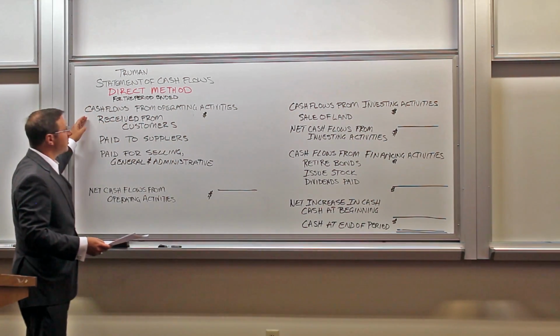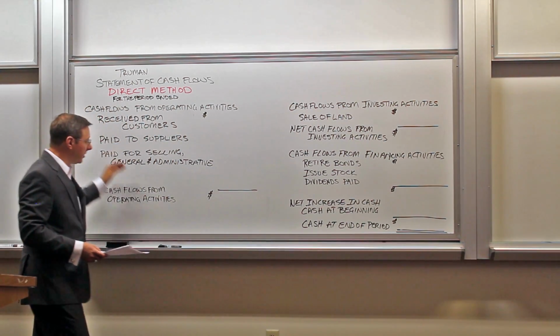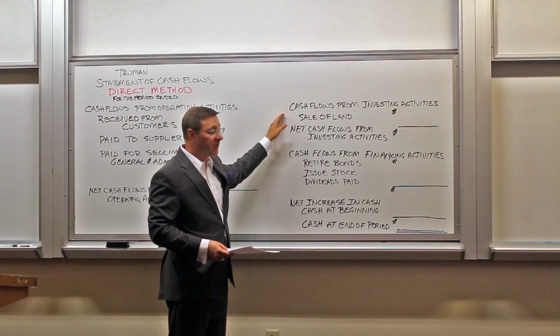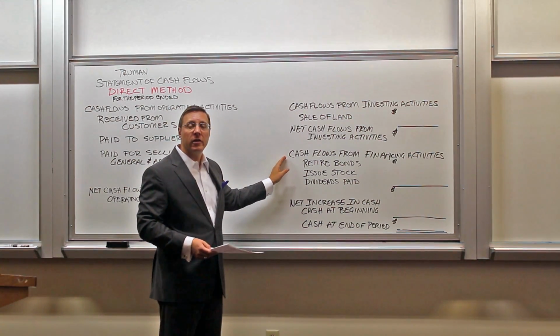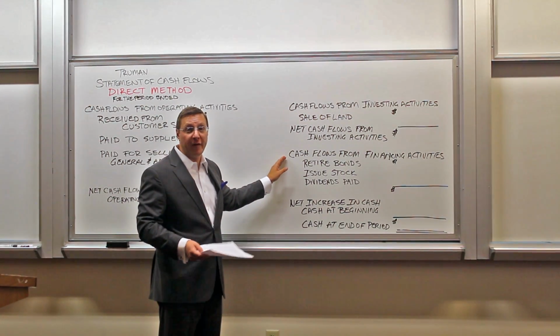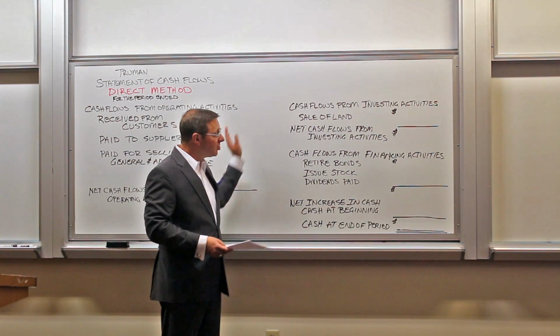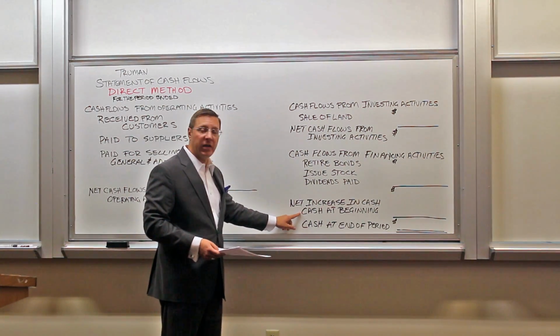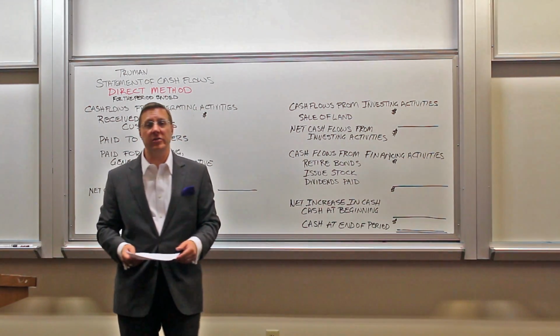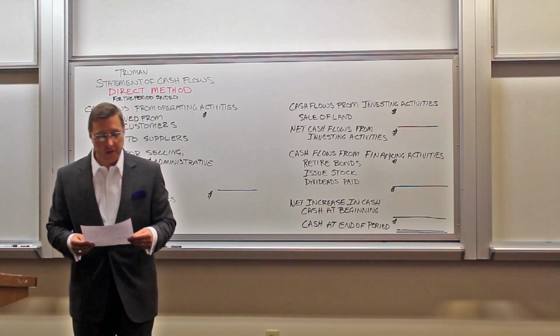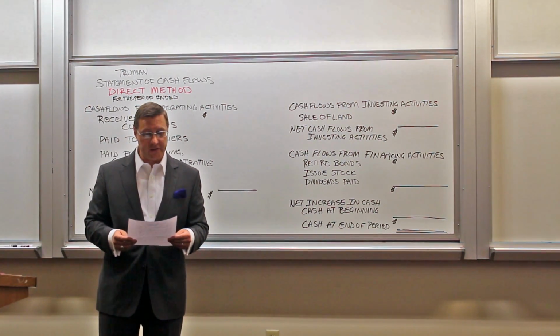The first section is going to be the cash flow from operations. The second, cash flow from investing or from investing activities. Third, cash flow from financing or financing activities. Last, the reconciliation of the change in cash to the beginning cash and the ending cash. In getting started, first we're going to look at the cash flows from operating activities.